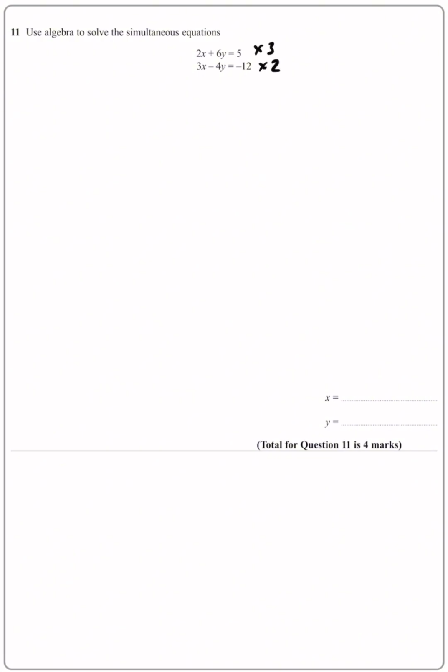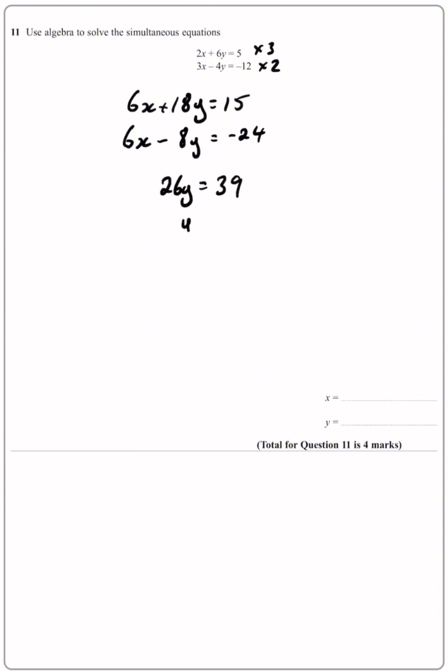Question 11, simultaneous equations. I'm going to take the first equation and multiply it by 3, and the second equation and multiply it by 2. First equation becomes 6x plus 18y equals 15. The second one becomes 6x subtract 8y equals negative 24. I'm going to subtract the second equation from the first equation.